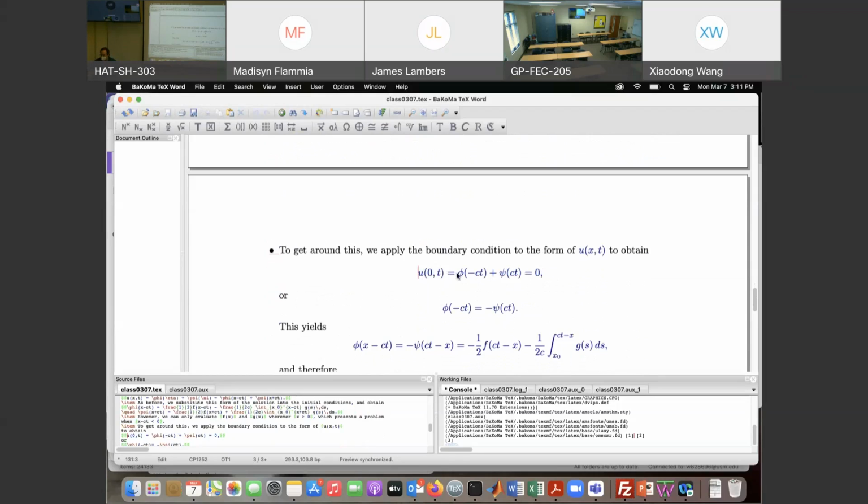Now, this is the term that is problematic, because I can't have anything with a negative argument due to x and t being restricted to positive values. But now, I don't need to worry about this, because I know what phi of minus ct is. It's minus psi of plus ct. So my function with a negative argument, I can write in terms of the other function with a positive argument.